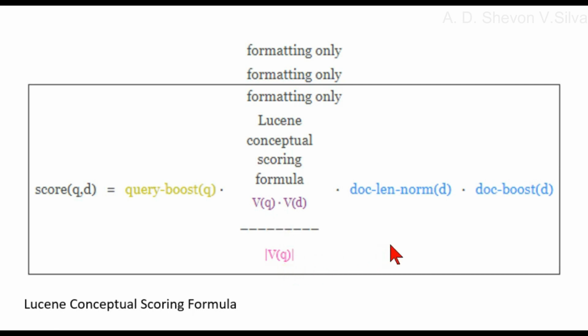Document length norm, doc length norm D, and the document boost, doc boost D, are known at indexing time. They are computed in advance, and their multiplication is saved as a single value in the index, norm d, index norm d in the equations. Here you can see the Lucene conceptual scoring formula.